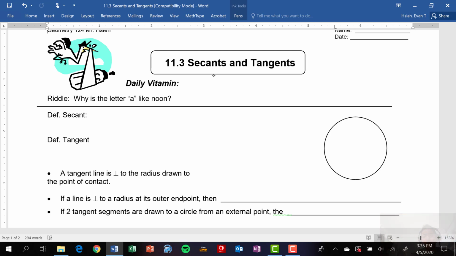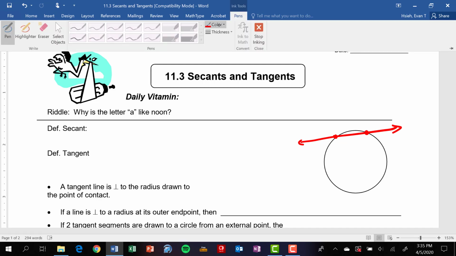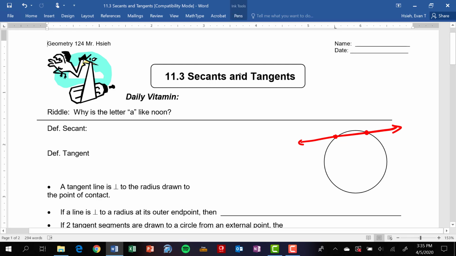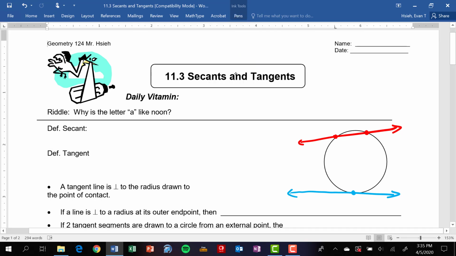What a secant is, basically, is if I take a line and I intersect a circle at 2 points, that would be called a secant. A tangent is when I take a line and I intersect a circle at exactly 1 point. And that's going to be a tangent. And what we're going to find is that if I draw a radius to that point where it's tangent, it's going to form a right angle. It's going to be perpendicular to that.